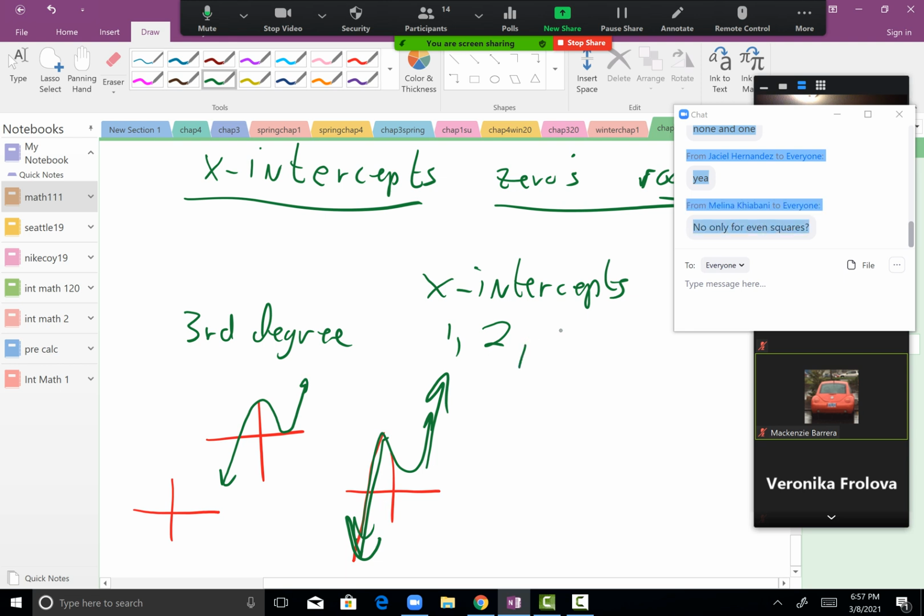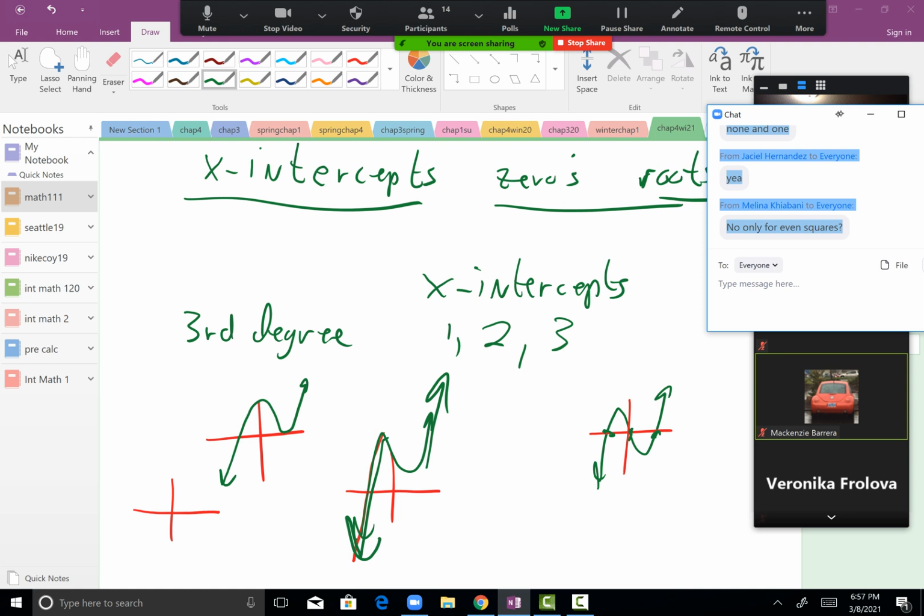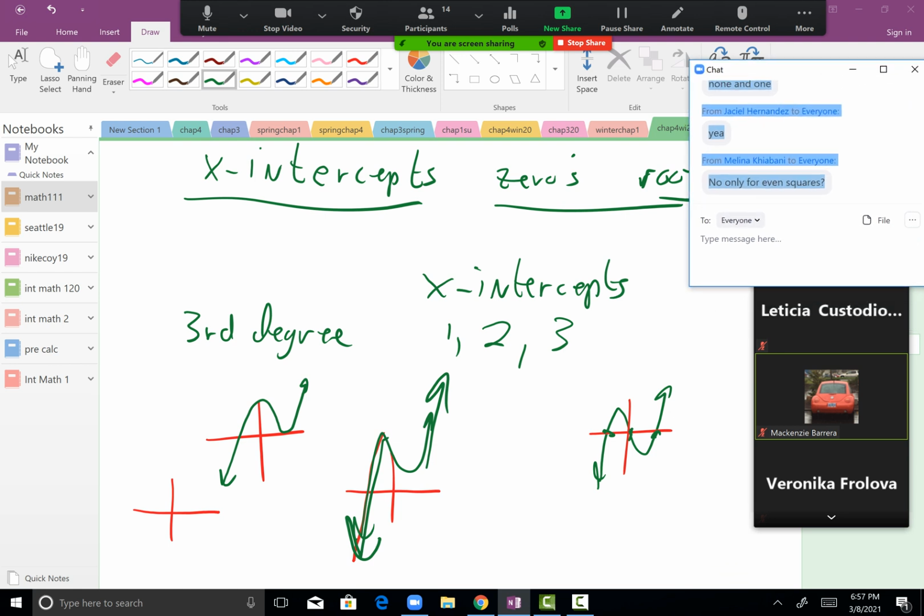Now, nobody said 3 because we could have 3. I could draw one of these guys: 1, 2, 3. But we can't have more than 3. We all agreed on that last time. So that means I could have one solution, I could have 2 solutions, or I could have 3 solutions.